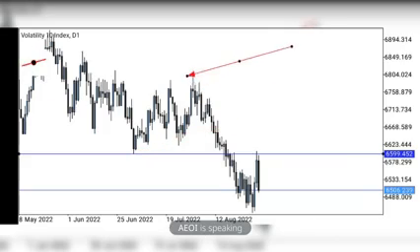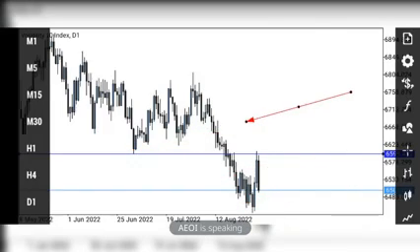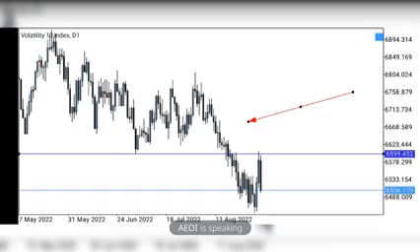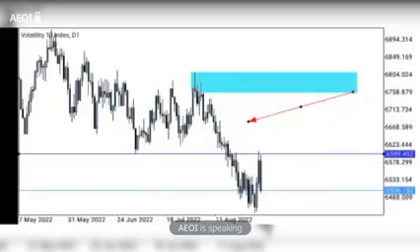Then price came, creating a lower high, then broke this low downward. Are you with me? Broke this low downward. Now, people are waiting for another block around here. They want to sell from this other block. Are you with me, please? Yes, sir.